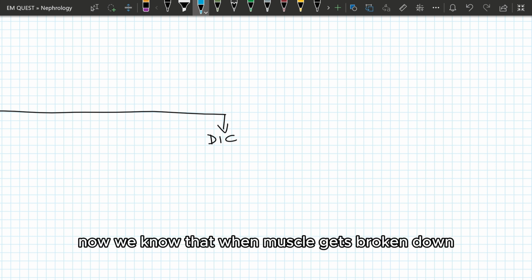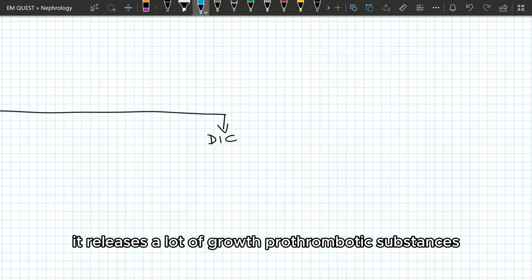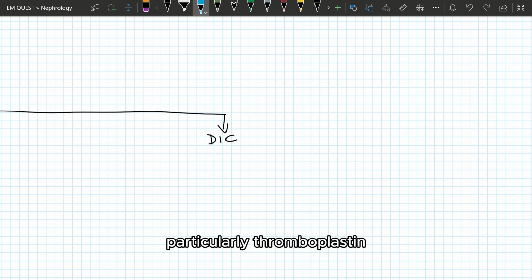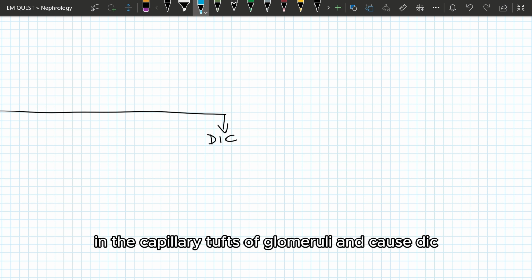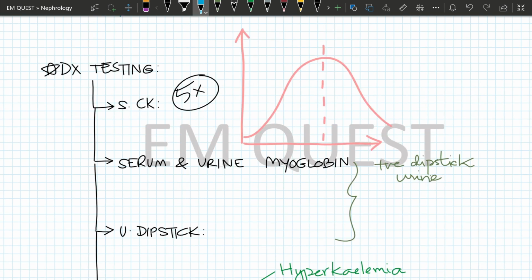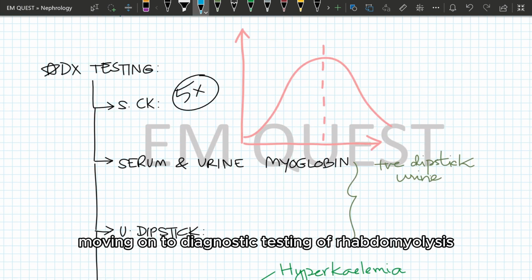Now we know that when muscle gets broken down, it releases a lot of prothrombotic substances, particularly thromboplastin. And although it is very rare, theoretically, it can lead to the formation of thrombus in the capillary tufts of glomeruli and cause DIC. Moving on to diagnostic testing of rhabdomyolysis.